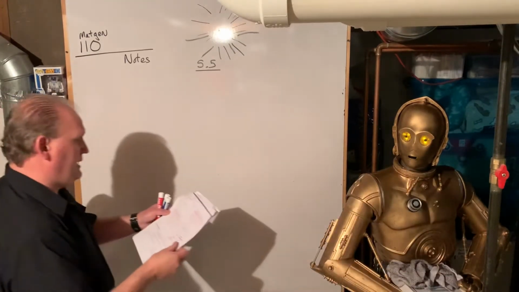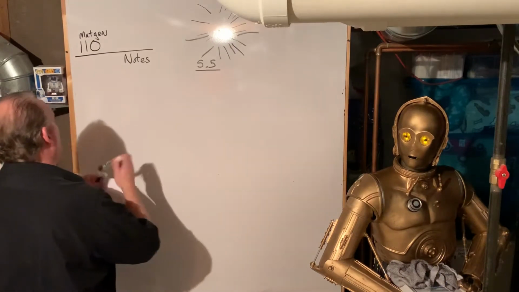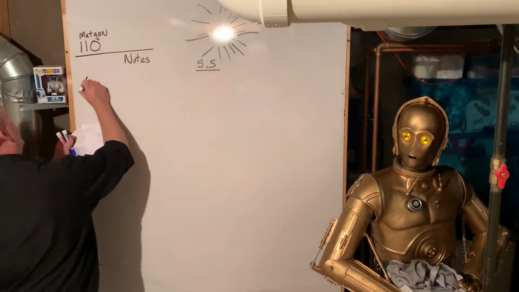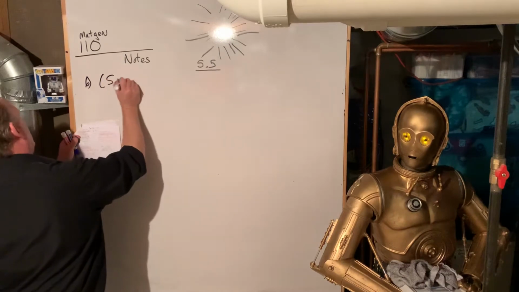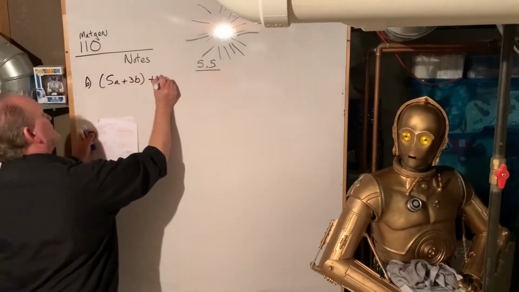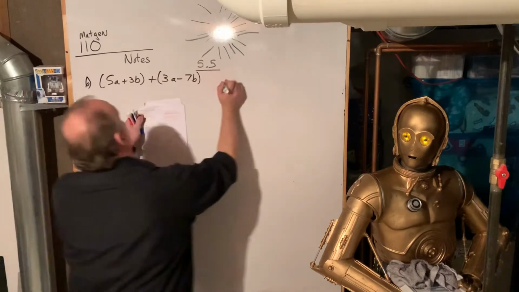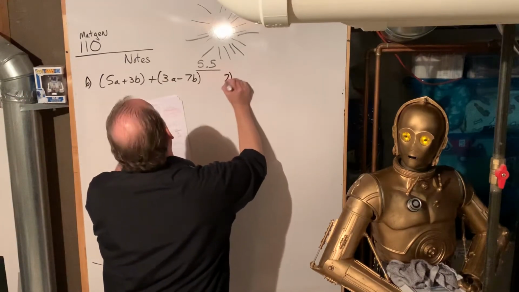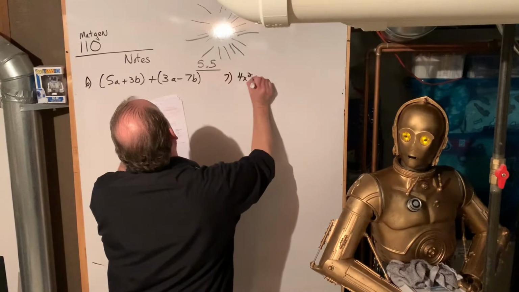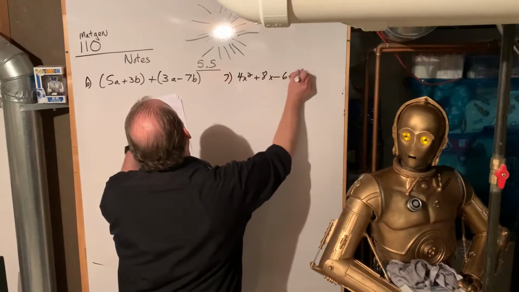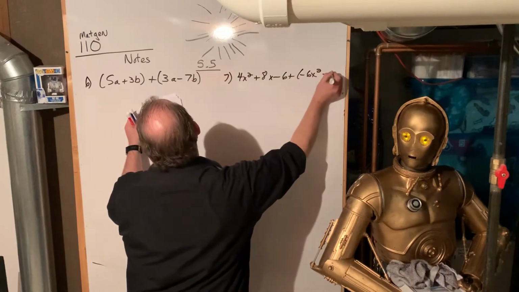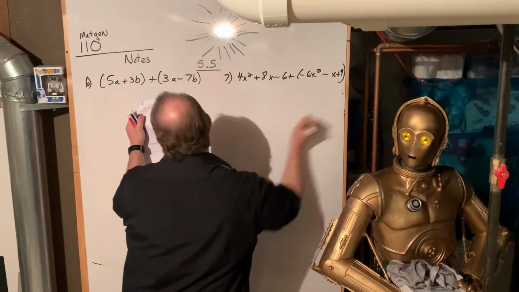Okay, so page 10, we have 5a plus 3b plus 3a minus 7b. We have 4x squared plus 8x minus 6 plus negative 6x squared minus x plus 9.